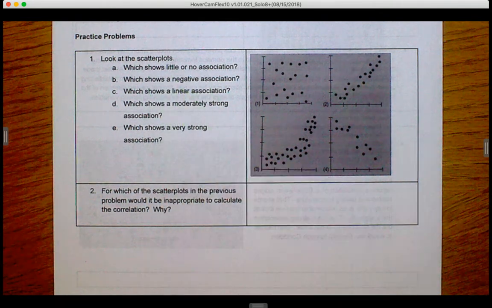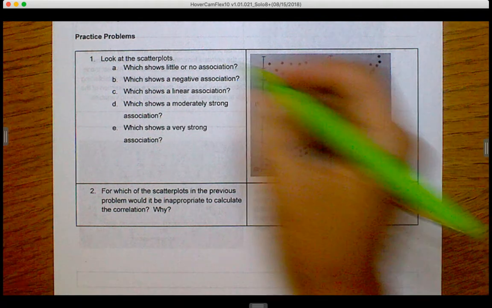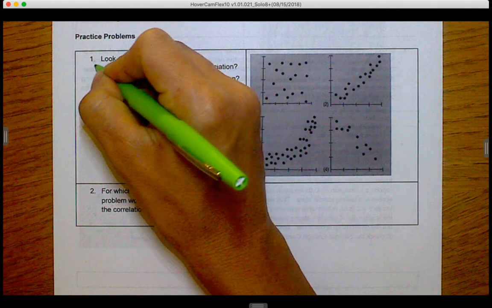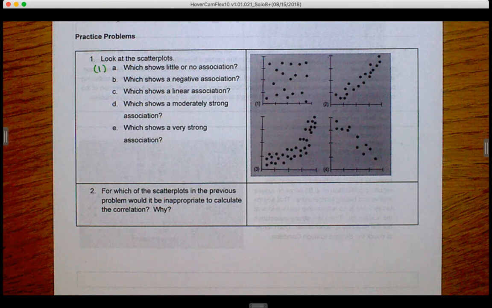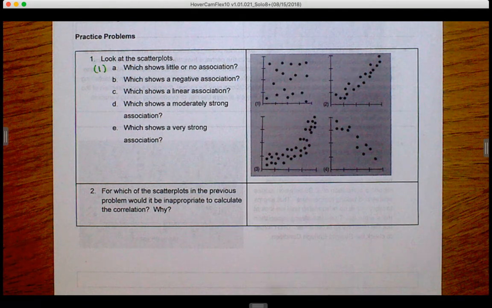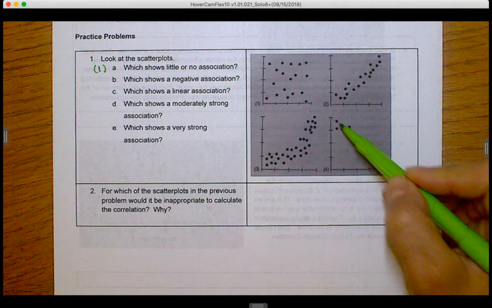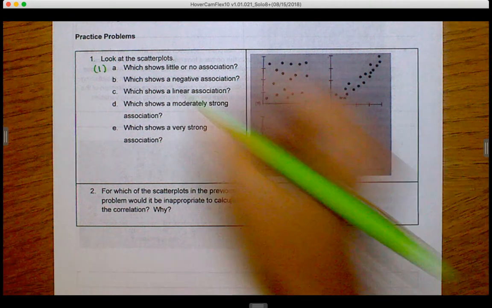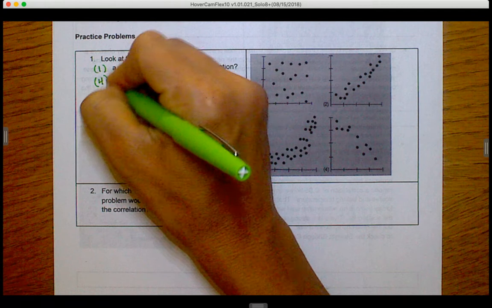Which shows little or no association? I'm going to say for that one, it's graph number 1. Little or no association here. Which shows a negative association? Negative means it's going downhill, so that would be graph number 4.